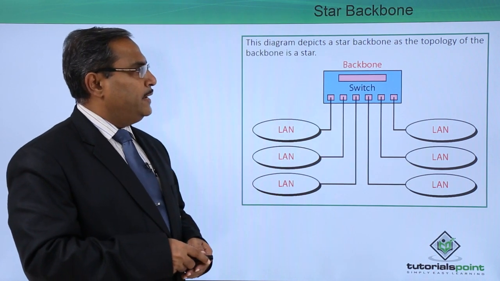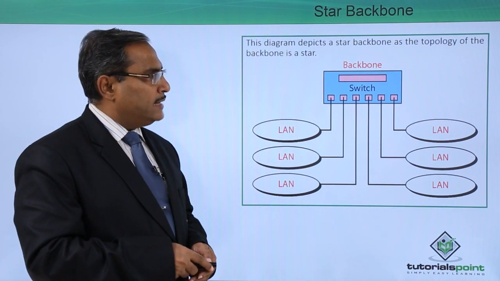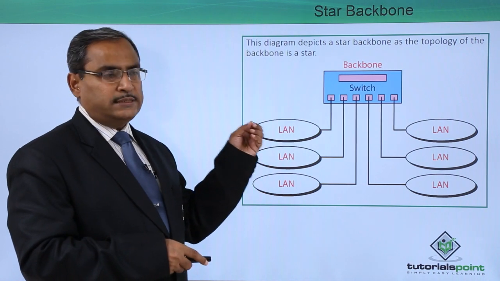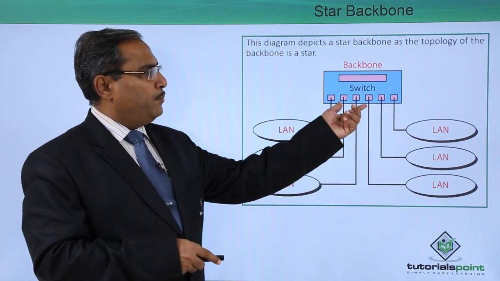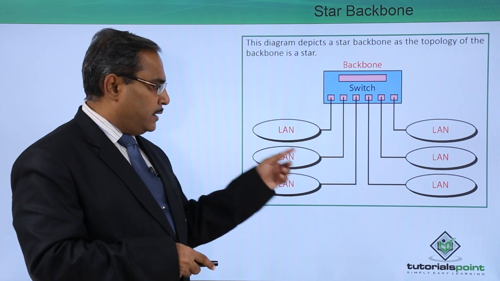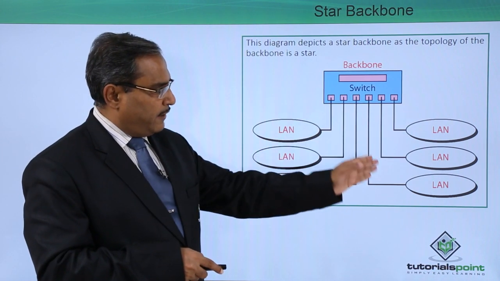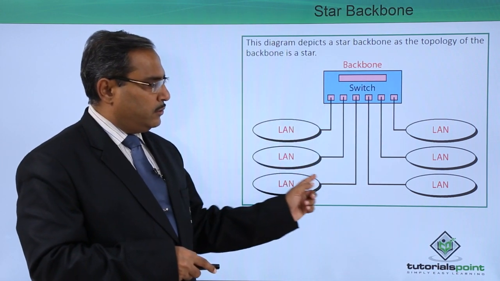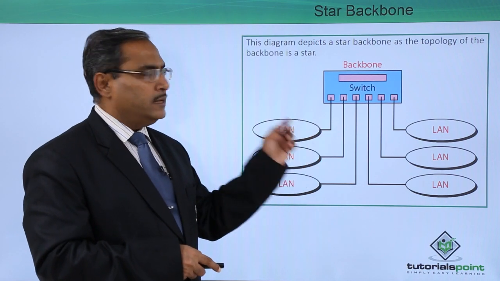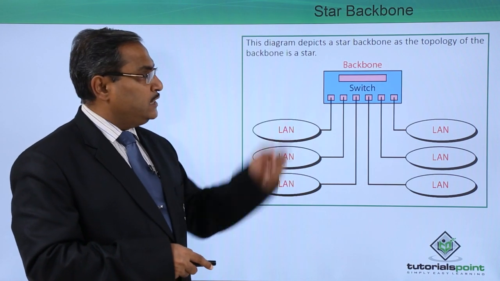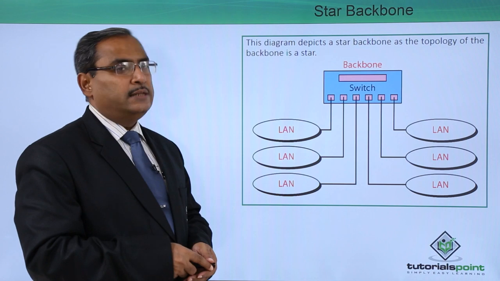This diagram depicts a star backbone, where the topology of the backbone is a star. See here, this is the backbone where multiple LANs are connected. Obviously this particular topology is depicting the star topology, and that's why this backbone is labeled as the star backbone.